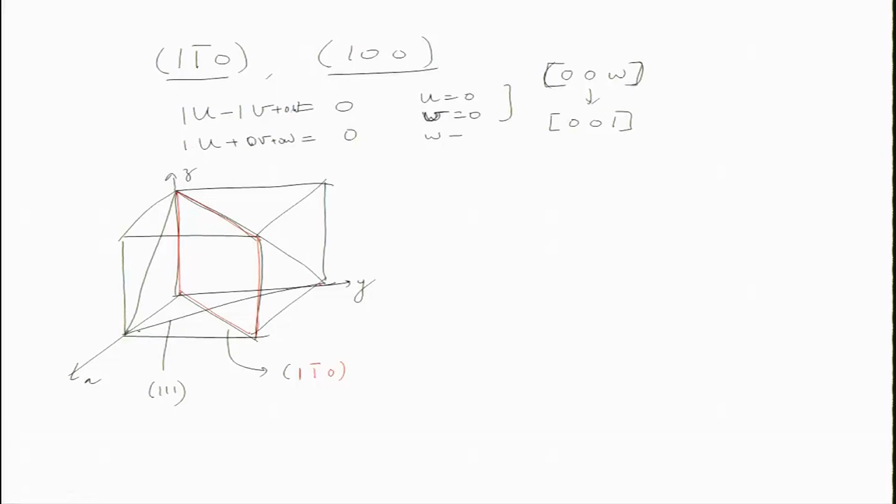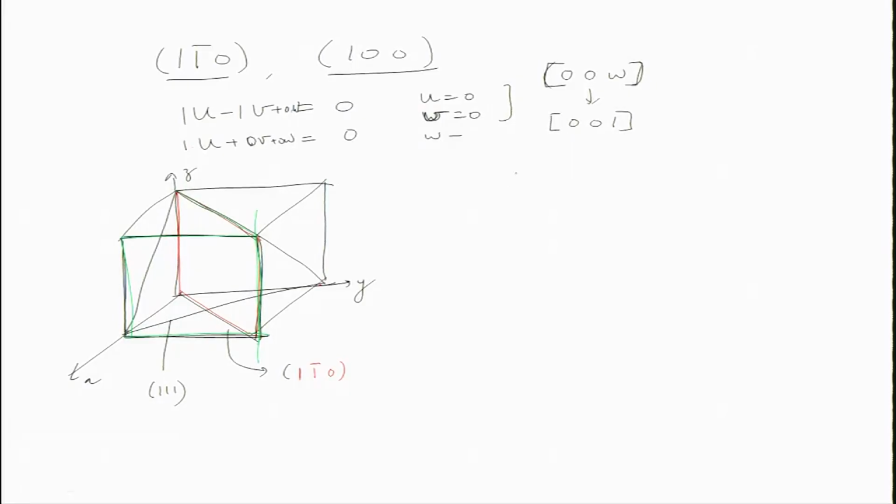You can see that here, this is 1 0 0 plane, the plane which is drawn in red, and this is 1 bar 1 0 plane, the one which is drawn in red. You can see this is the common direction, this one, and this direction is 0 0 1 direction.